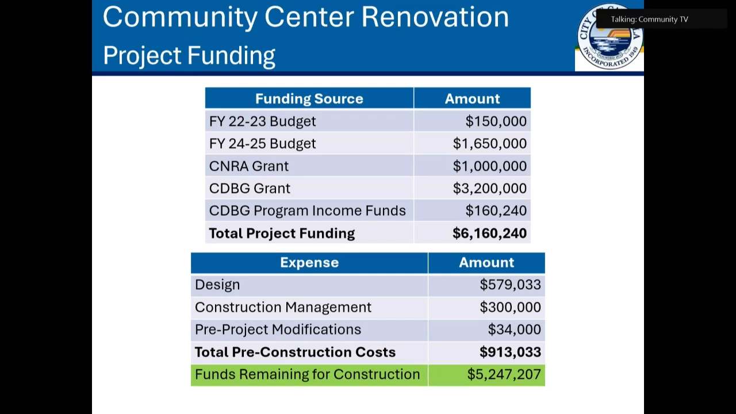We've expended about $600,000 on the design of this project and a $300,000 construction management person. So that is a day-to-day person on the project site, and also someone who helped with bidding and outreach to contractors, pre-bidding, and someone who helps us with all of our paperwork. And so for total pre-construction cost of $913,000, leaving about $5.24 million remaining for construction. Next slide, please.